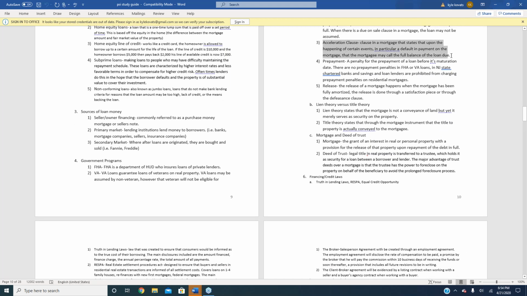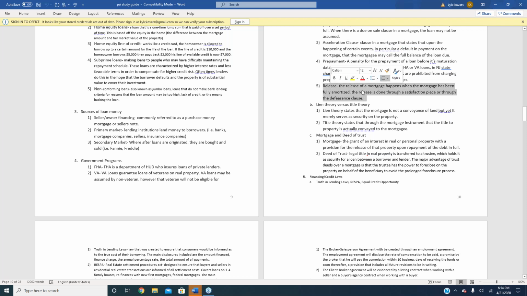Then number 3 here, the acceleration clause. What the acceleration clause states is that upon the happening of a certain event, the lender can call the entire balance due. Now, the happening of this certain event typically is default in payment. So once there's default in payment, the lender can call the entire balance due. So that's kind of like the first step in the foreclosure. And number 4 here, prepayment. Just really note there's no prepayment penalties for residential loans in New Jersey. They can charge prepayment penalties on commercial loans, and I just don't think they're going to ask about that.